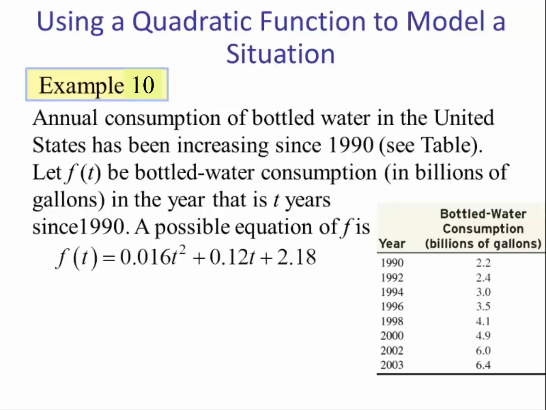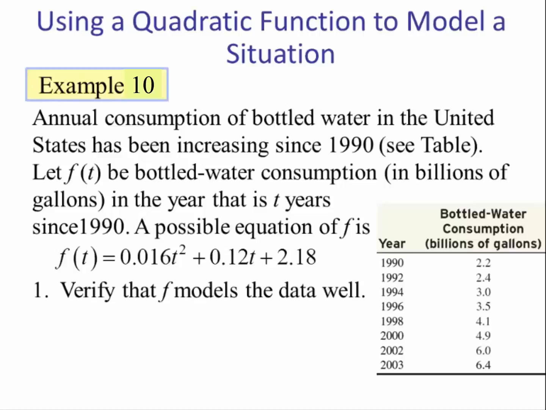The annual consumption of bottled water in the United States has been increasing since 1990. So we have our table here, and as the years increase, the consumption has been increasing. Let F of T be the bottled water consumption in billions of gallons in the year that is T years since 1990. A possible equation of F is F of T equals 0.016 T squared plus 0.12 T plus 2.18.